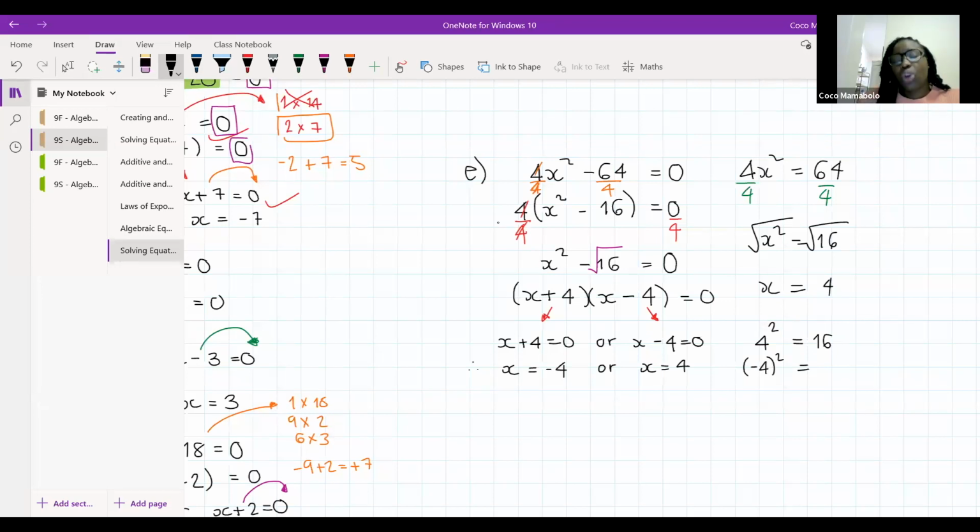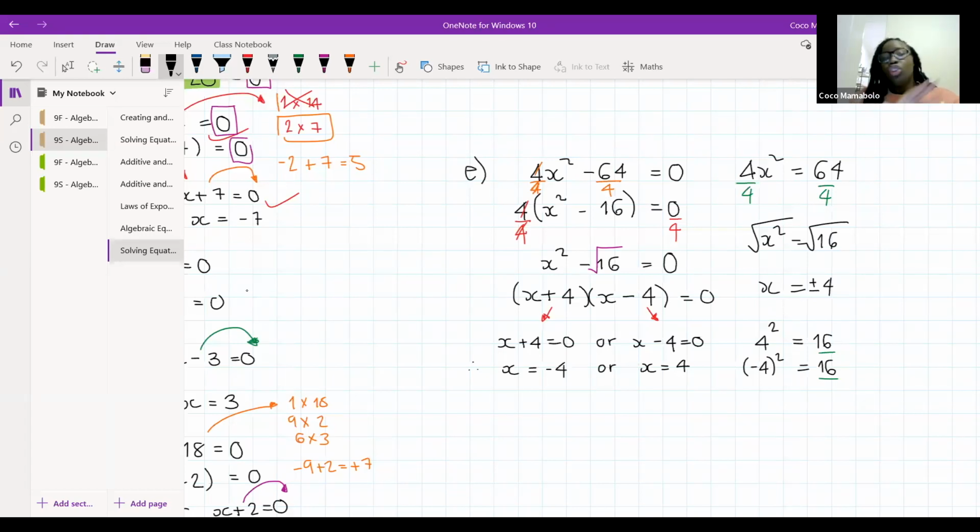16. It's also equal to positive 16 because the negative and the negative will give us a positive, right? Positive 16. Yes, ma'am. Do you see how both of these answers are equal to 16? So we can't just say x is equal to 4. We must say x is equal to plus or minus 4 because both of those answers give us 16. Does that make sense? Yes, ma'am.